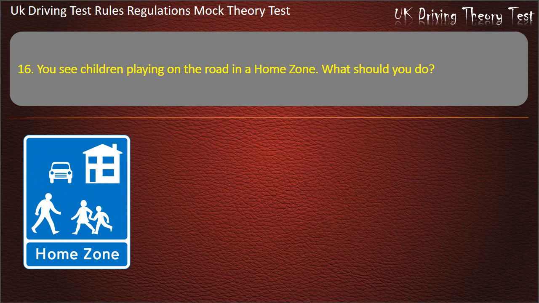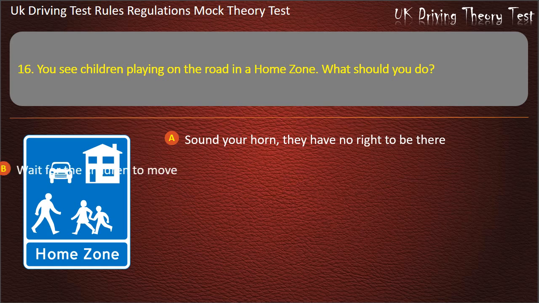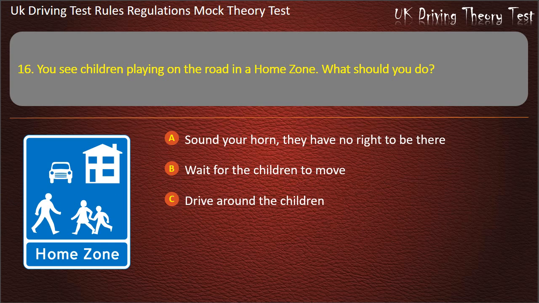Question 16. You see children playing on the road in a home zone. What should you do? Sound your horn, they have no right to be there. Wait for the children to move. Drive around the children. You should not be driving in a home zone. Answer. Wait for the children to move.